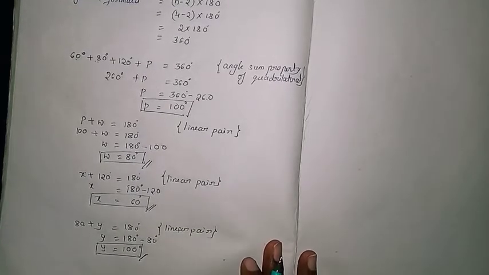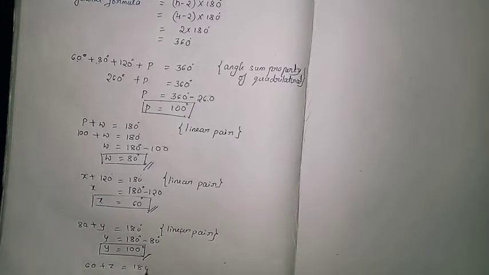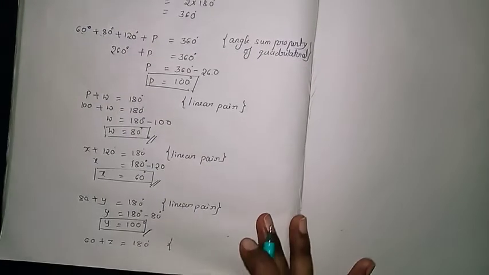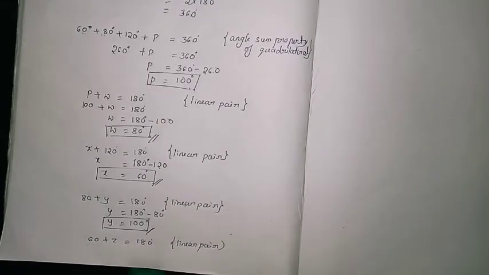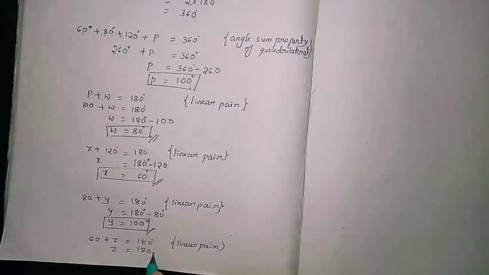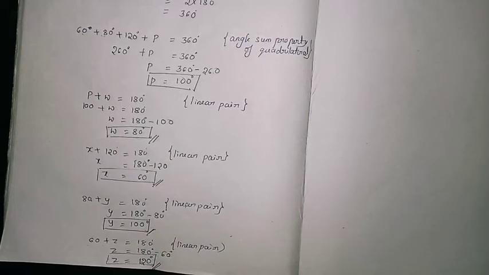Then another thing we want, that is the z value. 60 plus z is equal to 180 degrees. The reason is linear pair. From this you have to find the z value. So z is equal to 180 minus 60 degrees. So z is equal to 120 degrees.